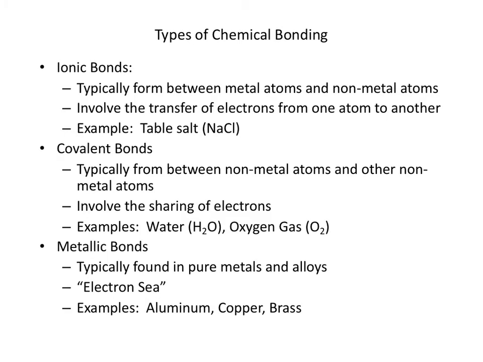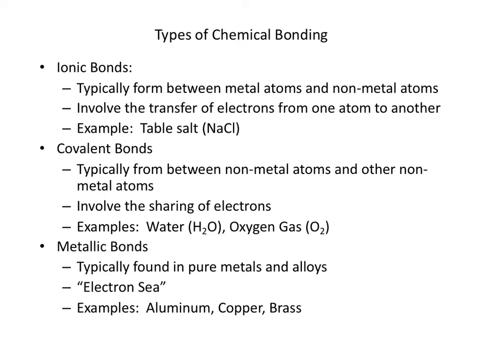So the three major types of chemical bonding that form compounds are ionic, covalent, and metallic. And the first two, ionic and covalent, are the ones that we'll talk the most about. So for these different types of bonding, it's important to know what's happening to the electrons. It's important to know what types of elements tend to form these types of bonds.